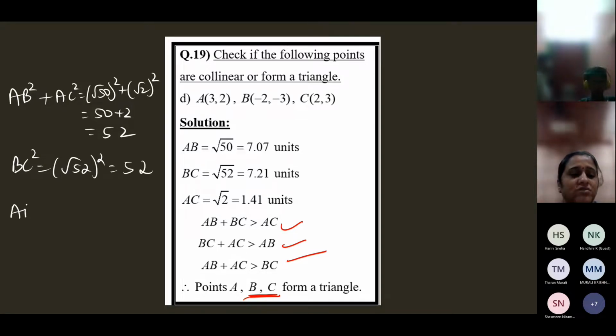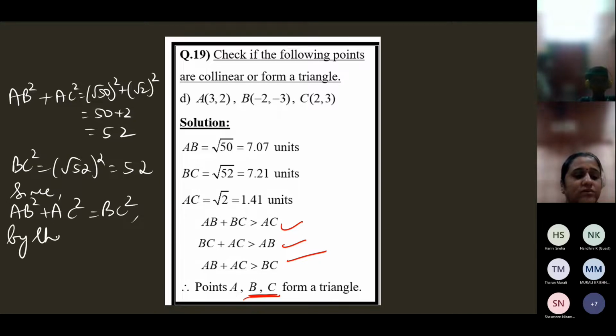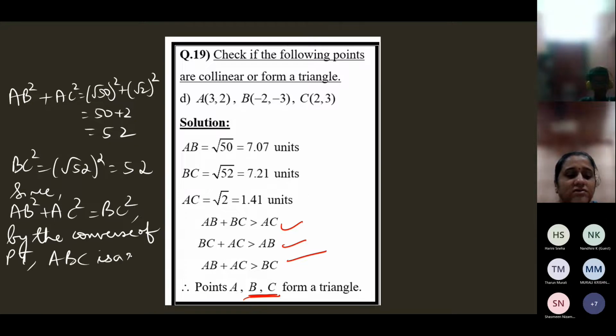Now, since AB square plus AC square is equal to BC square, by the converse of Pythagoras theorem, ABC is a right triangle, right angled at A, which is opposite the hypotenuse BC.